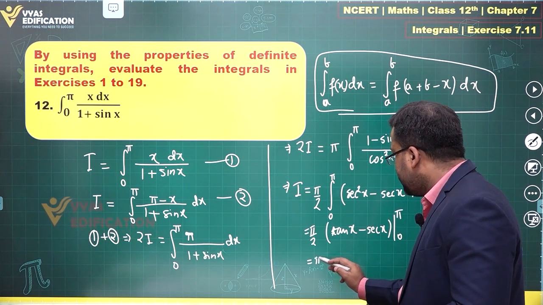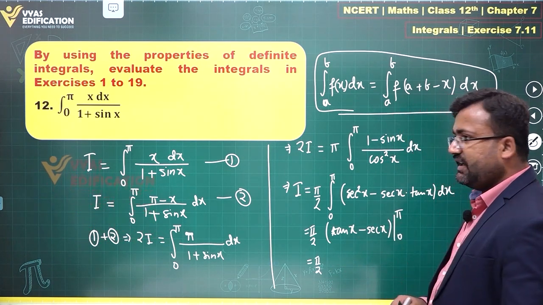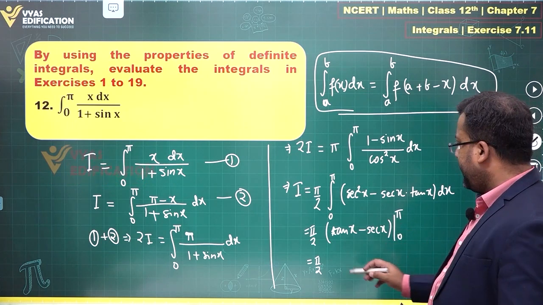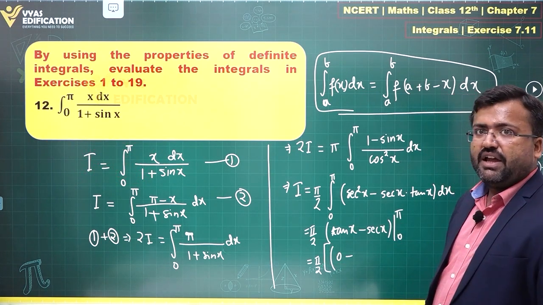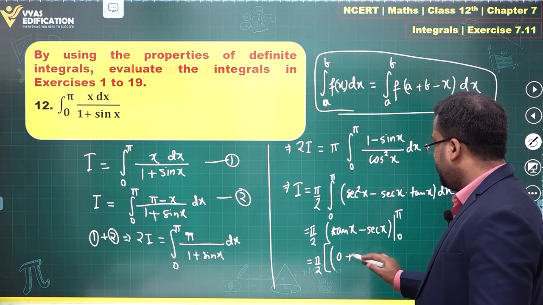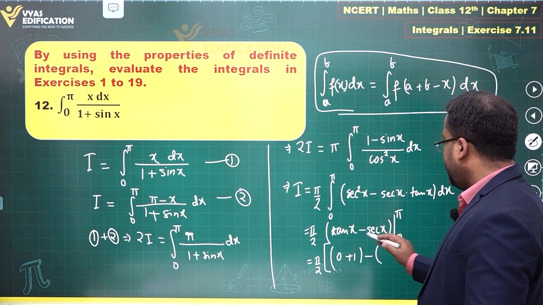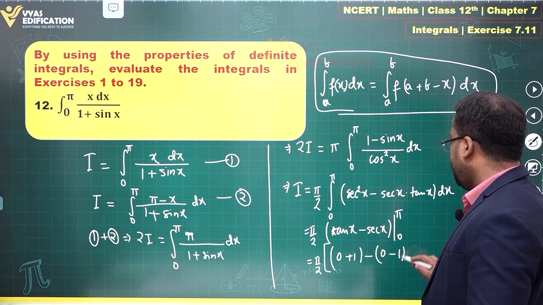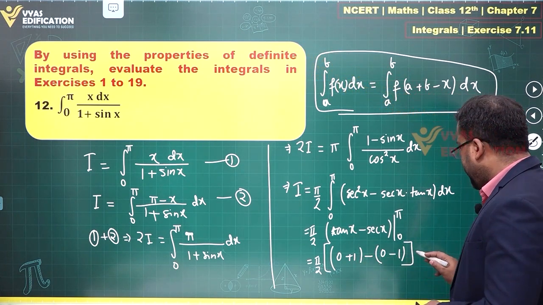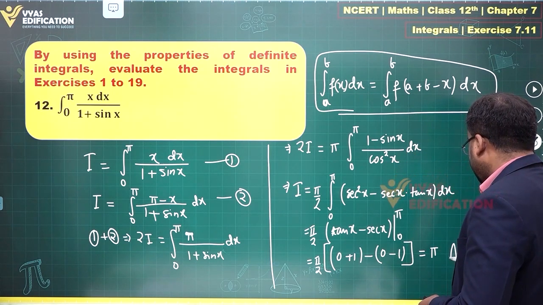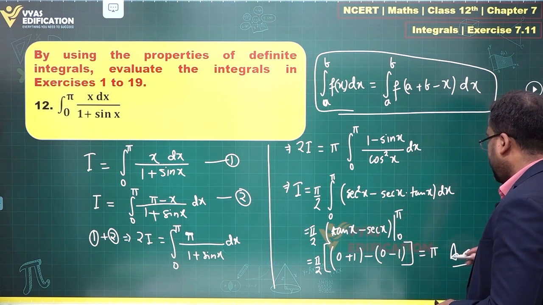And what will that give me? This is pi by 2 times tan pi, which is 0, minus sec pi, and sec pi will be minus 1. So this will become plus 1 over here. Minus of tan 0, which is 0, minus sec 0, which is 1. So this is 1 plus 1, 2 into pi by 2, which will be pi. So that is my final answer for this particular question.